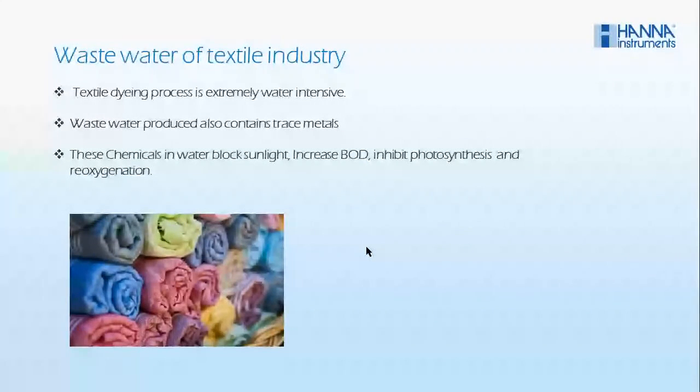Unfortunately, most of the industrial wastewater from textiles goes back into the environment untreated. If left incorrectly treated, the textile wastewater can cause irritation to skin or harm to aquatic animals. Chemicals present in the water block the sunlight and increase the biological oxygen demand, thereby inhibiting the photosynthesis and reoxygenation process of water.